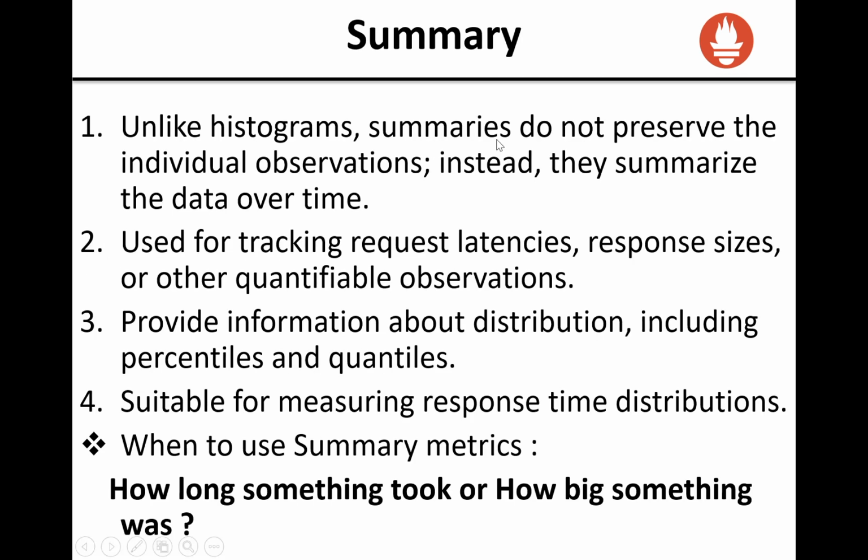Final metric type is summary. Unlike histograms, summaries do not preserve the individual observations. Instead, they summarize the data over time. It is used for tracking request latencies, response sizes, or other quantifiable observations. It provides information about distribution, including percentiles and quantiles. It is suitable for measuring response time distributions, like when to use summary metrics: how long something took, or how big something was. We can see this by using the summary.